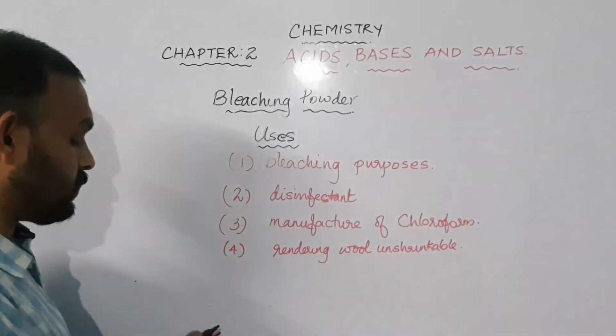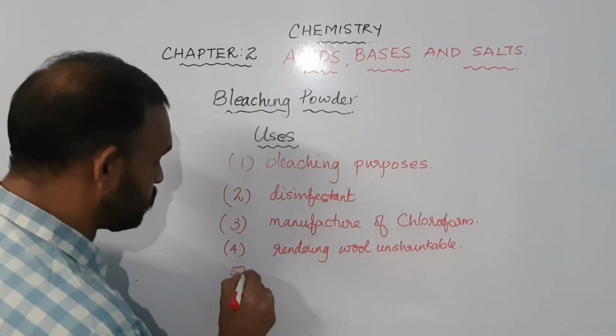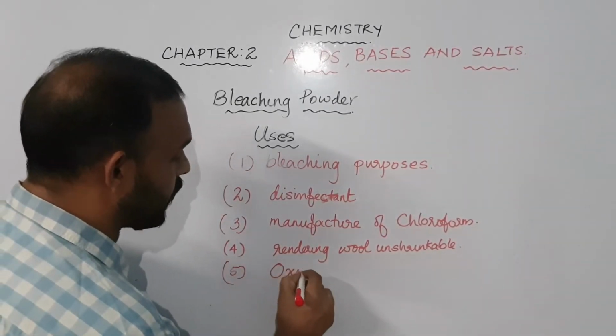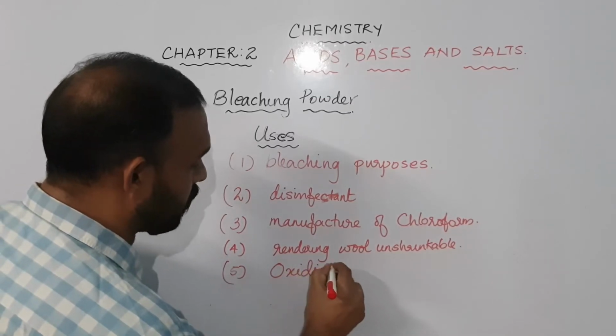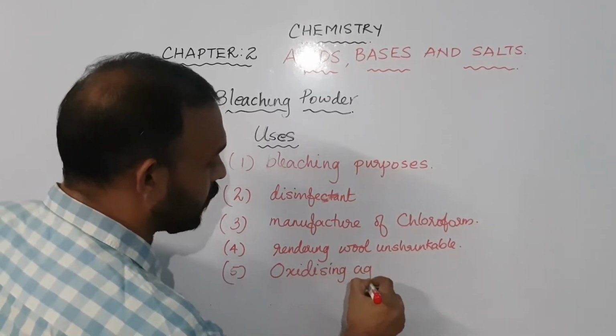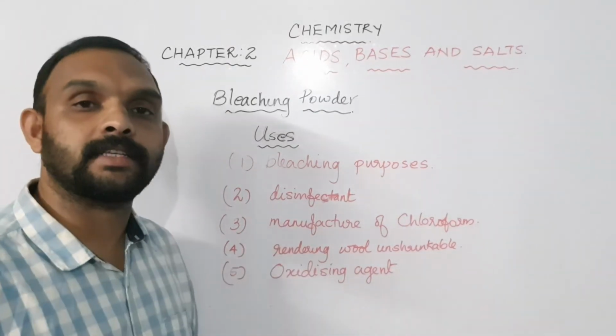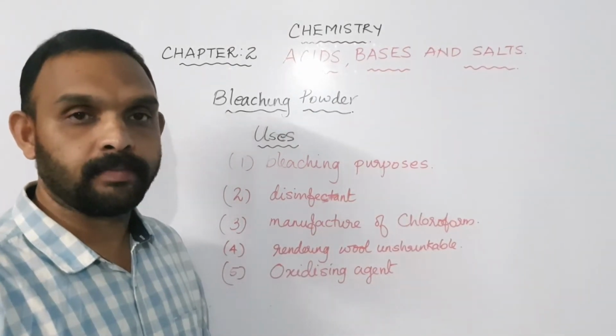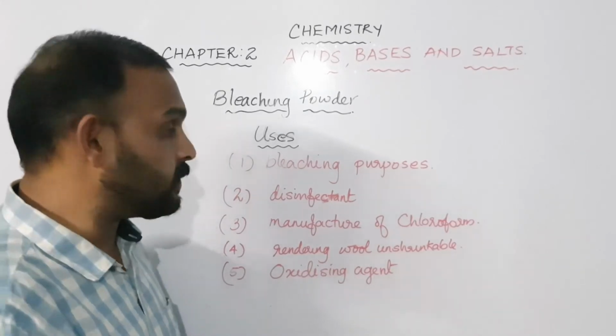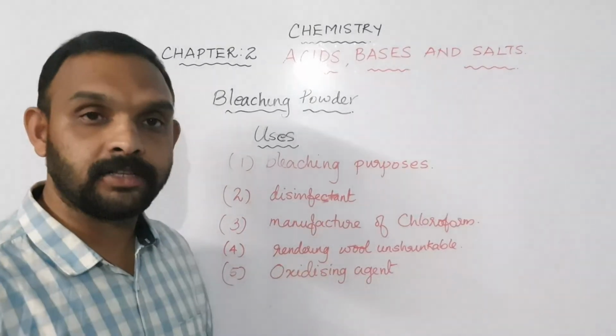Clear? Now its fifth use is that it is used as an oxidizing agent. You have already learnt about oxidizing agents in our first chapter. So it is used as an oxidizing agent in our chemistry lab. Clear, my dear students? So these are the 5 important uses of bleaching powder.